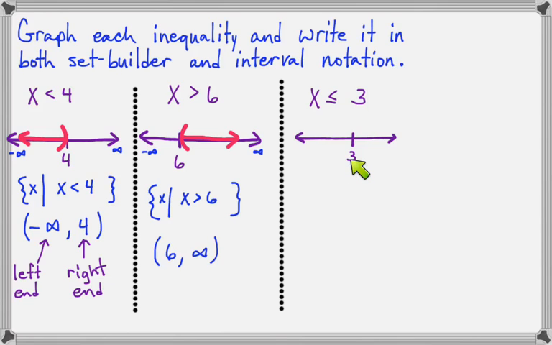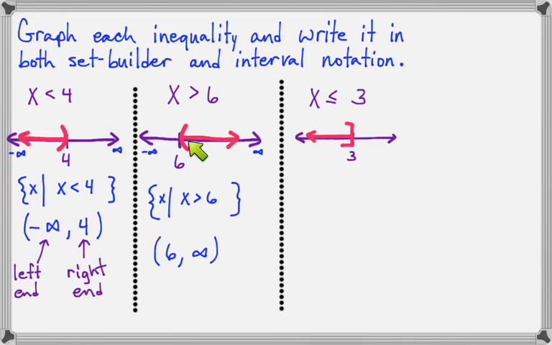I have my number line with 3. And again, I shade to the left because the numbers that are less than 3 are to the left. But this time, x can be equal to 3. So I need to put a bracket to show that x can be equal to 3. And the bracket only shows up if we have the "or equal to" line.